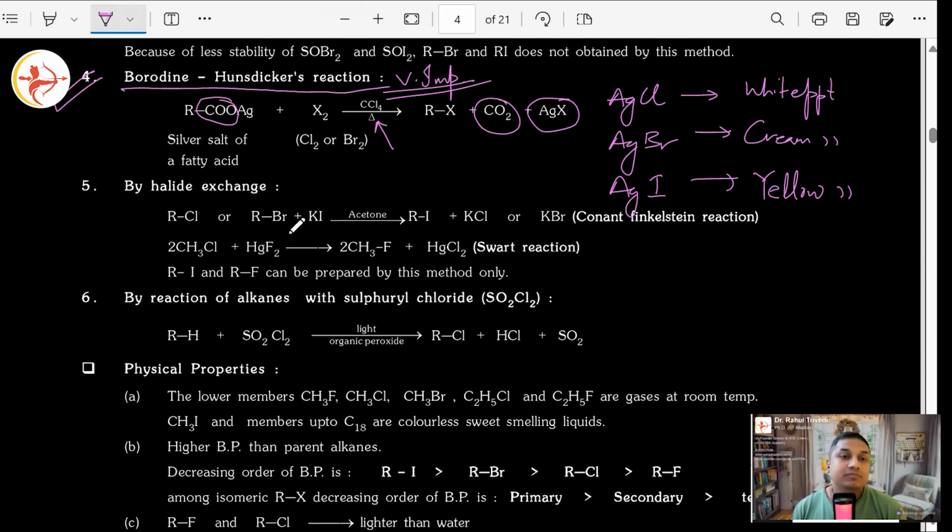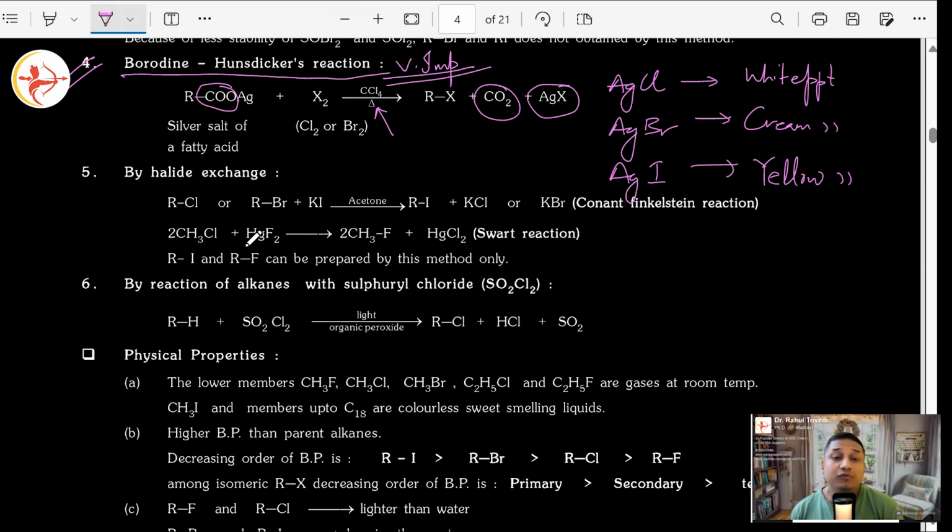Good. Halide exchange. Sometimes if you go for a more reactive metal halide, like sodium iodide or potassium iodide, a displacement reaction will happen, not substitution. Yes, this is more reactive, so it will displace either chloride or bromide, because metal iodide is much more reactive. So it is a simple displacement reaction, like the normal displacement reaction you have seen in inorganic chemistry. This reaction is known as the Conant-Finkelstein reaction.